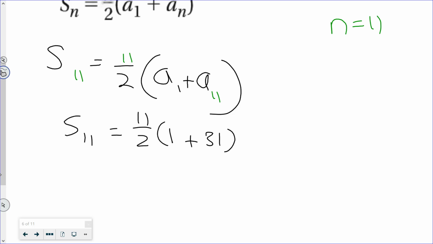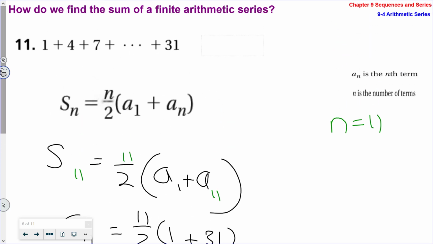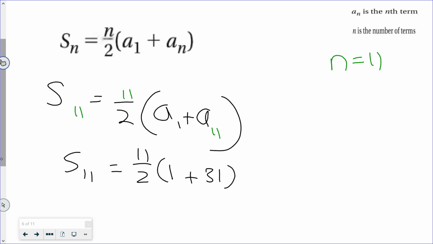Once we have evaluated the expression on the right, yes? You get, can I say the answer? Yeah, go ahead. You get 176. 176 is the sum of every single number in this series. So that's just 11 over 2 times 1 plus 31. Are there any questions about this example? All right.